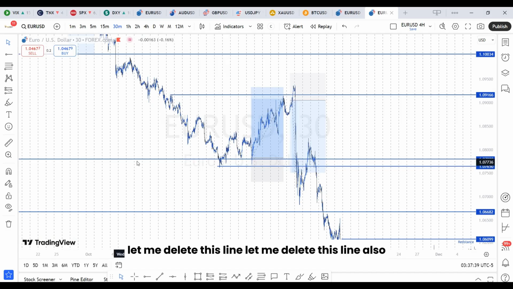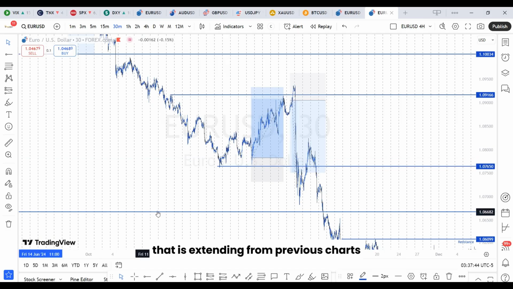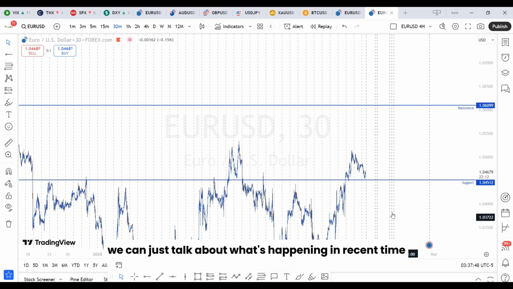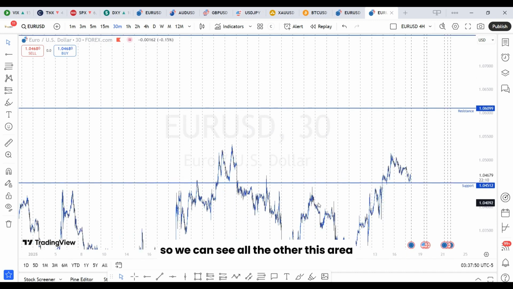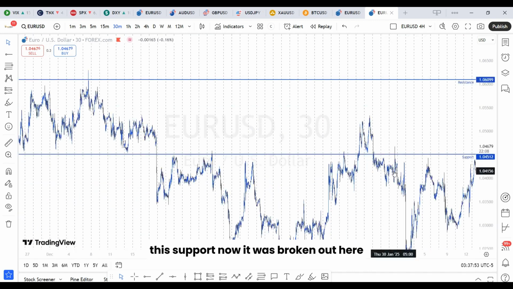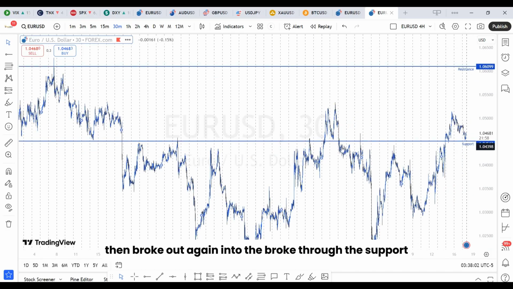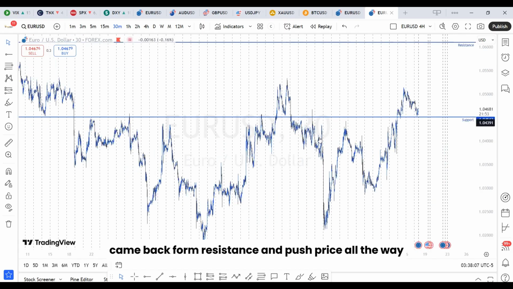Let me delete this line, and let me delete this line also. Let me delete every line that is extending from previous charts, so that we can just talk about what's happening in recent time. So we can see all this area, this support now. It was broken out here, continue buying, support turn resistance, resistance turn support, sorry, then broke through the support again, came back from resistance, and pushed price all the way, came back here, pushed price again.